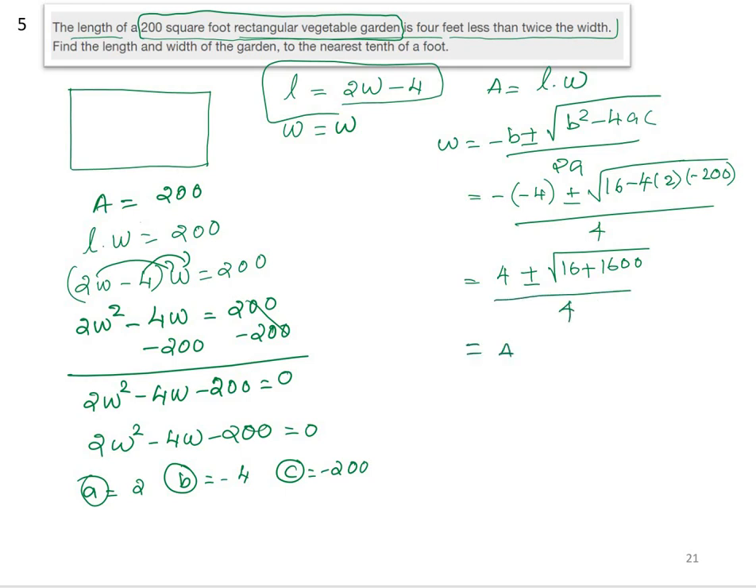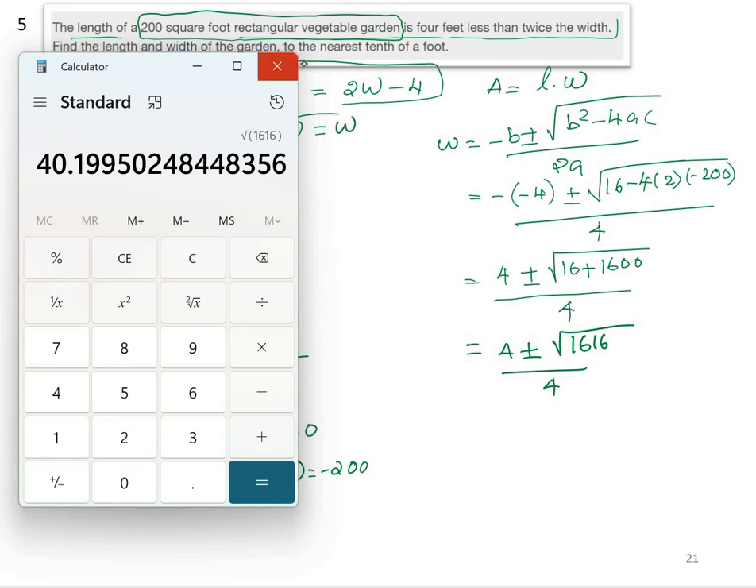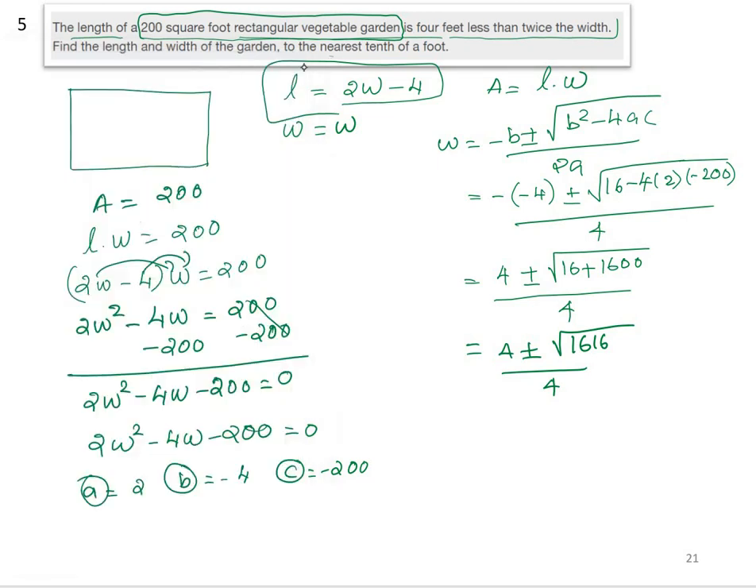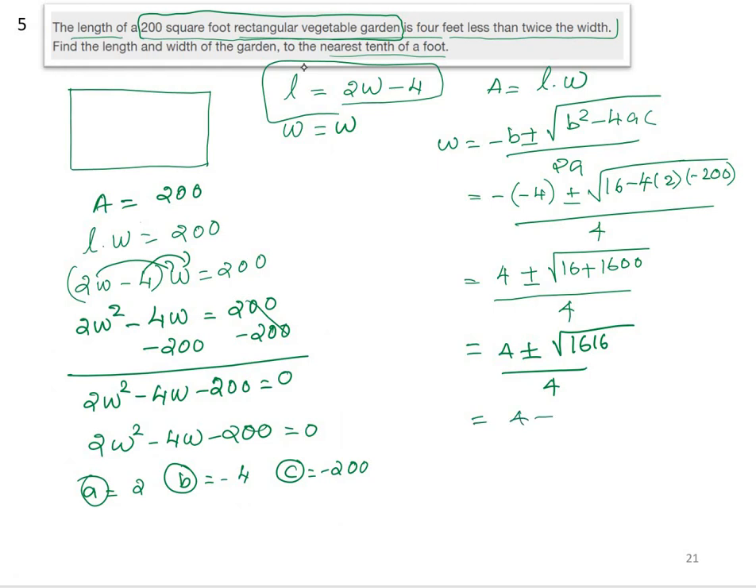So that is equal to 4 plus or minus the square root of 1616, divided by 4. Now we can find the square root of 1616, which is 40.199. We can write it as 40.2 because we want to find the length and width of the garden to the nearest tenth of a foot. So that is 4 plus or minus 40.2, divided by 4.